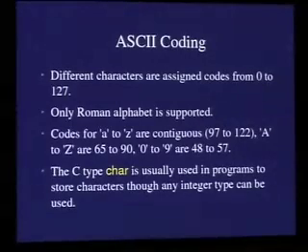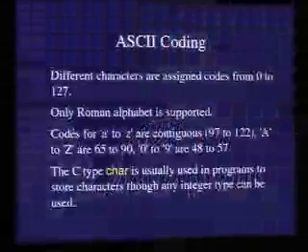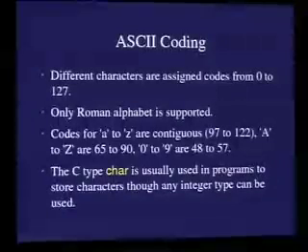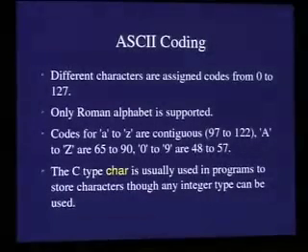But we'll be focusing on ASCII for this course because that is what C uses. So here are some examples of ASCII codes. The codes for the characters A to Z are contiguous, one after the other. The code for small a is 97, that for small z is 122, b is 98, c is 99, and so on.